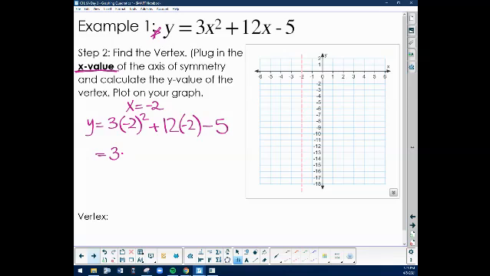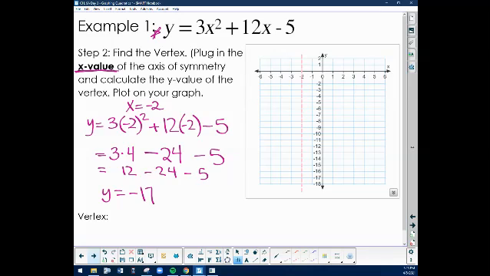This is going to be 3 times 4 minus 24, because that's 12 times negative 2, minus 5. Okay, and when you evaluate that in your calculator, 12 minus 24 minus 5, we get y equals negative 17. Okay, so we did all that algebra.